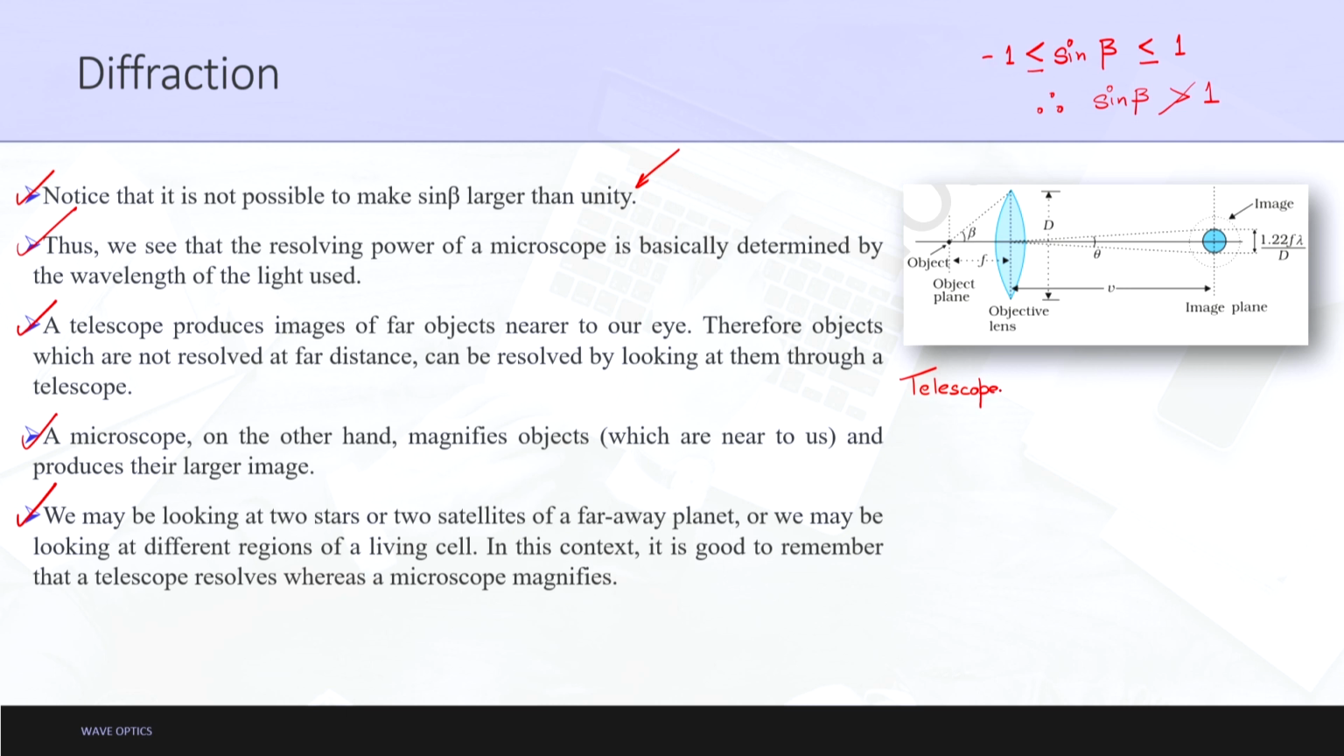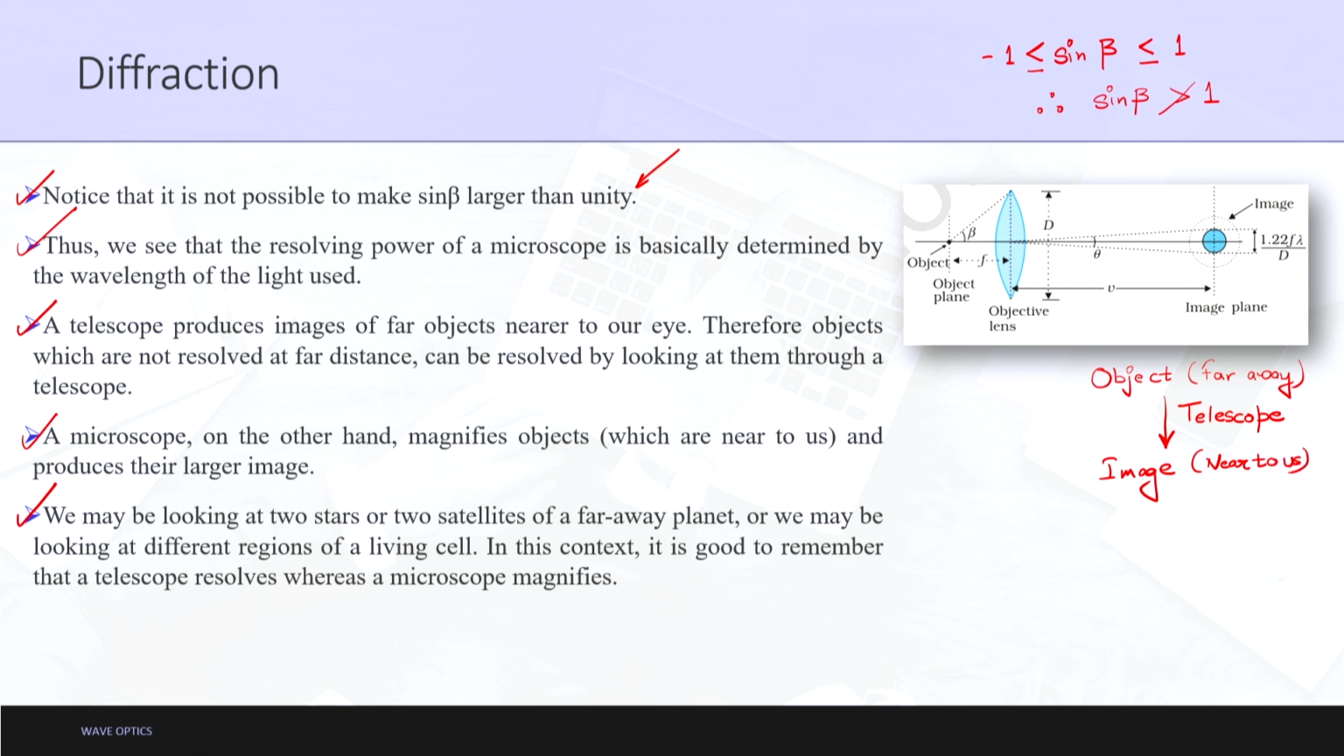So what does a telescope do? A telescope has an object which is far away. Let me write it here, so it will be much clearer. So let us say there is an object which is far away. We pass that object through a telescope, and the telescope creates an image which is near to us. This is the application of a telescope.